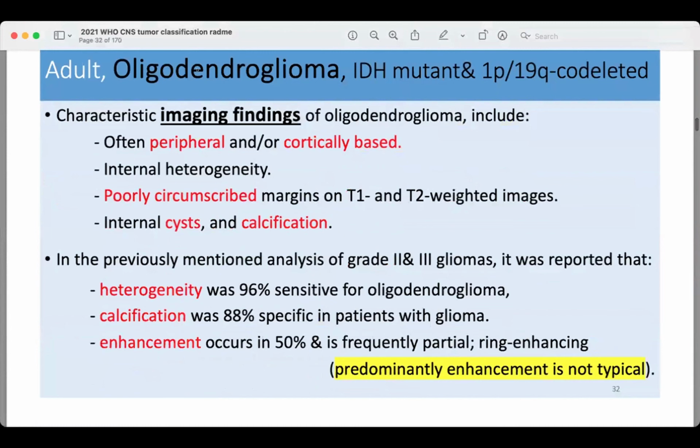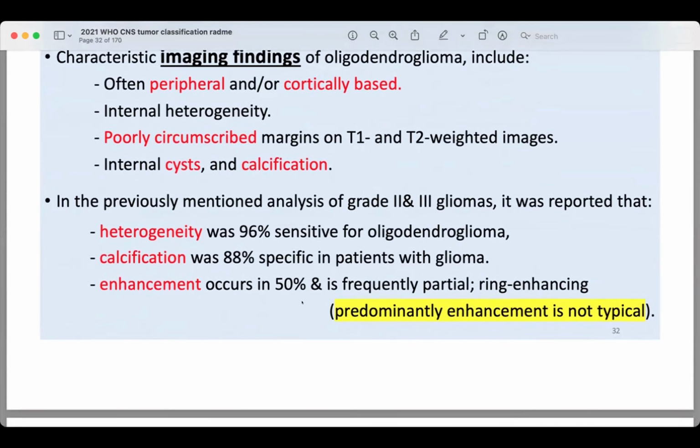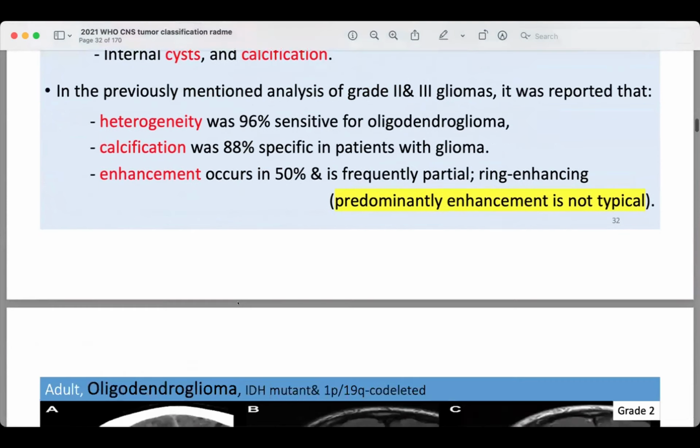The imaging findings of the oligodendroglioma: it loves to be in the periphery of the brain, cortically based, poorly circumscribed, and has the famous or common calcifications. It was reported that the lesion is heterogeneous in 96%, the calcification happens in 88%, and the enhancement is not so common, only in 50%.